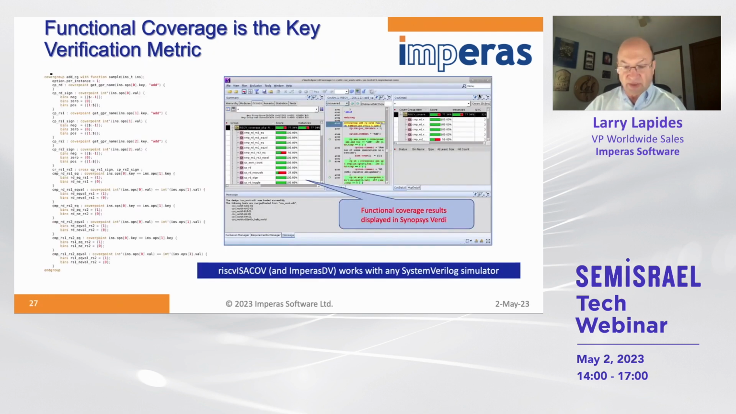So as I mentioned, the functional coverage is written in SystemVerilog. It works with any of the functional coverage tools that are out there. And here we're showing the functional coverage results in Synopsys Verdi. So RISC-V ISAC and the rest of the Imperas DV flow work with any of the SystemVerilog simulators.